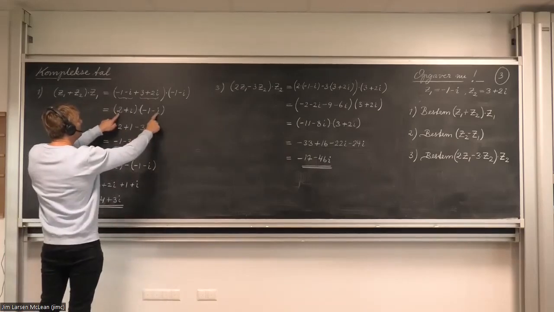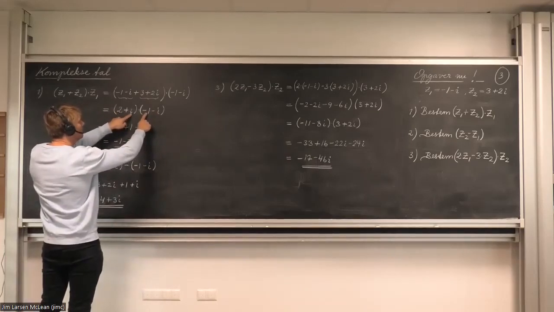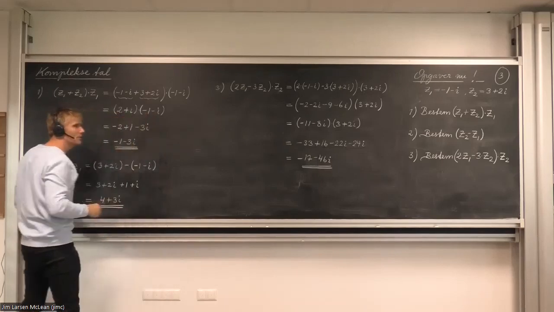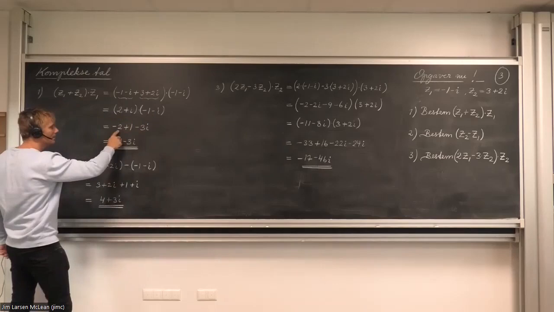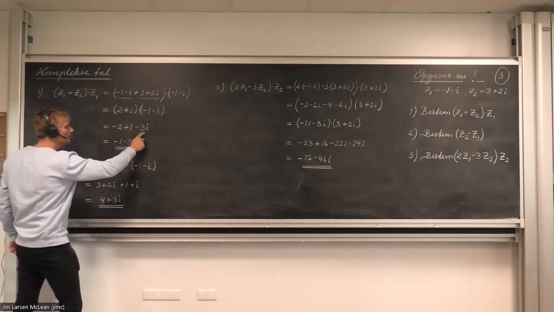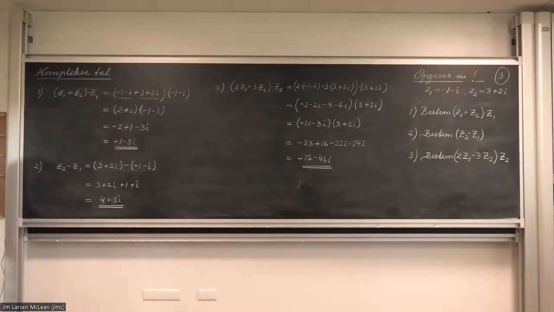Then I do this times this, which is minus 2i. And this times this, which is minus 1i. And minus 2i minus i is minus 3i. So all in all, I get minus 1 minus 3i here. And that answers the first problem.